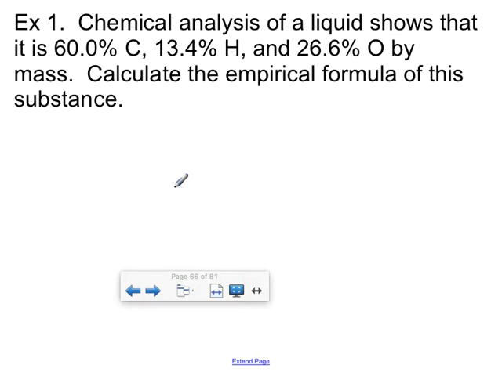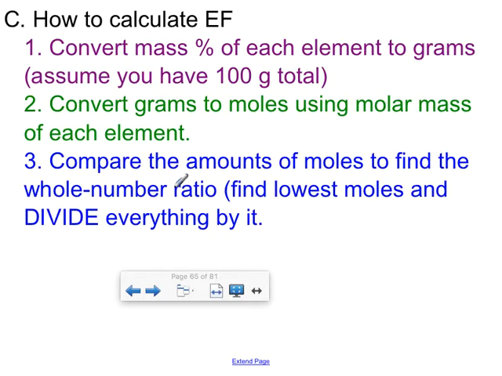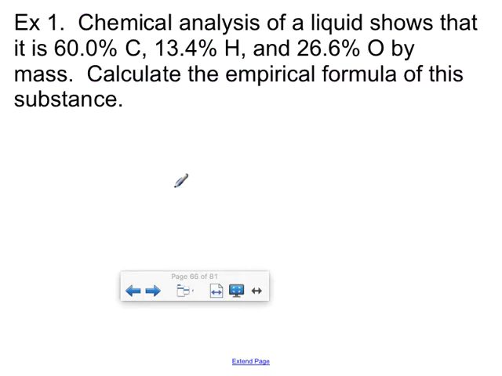So it says a chemical analysis of liquid shows that it's 60% carbon, 13.4% hydrogen, and 26.6% oxygen by mass. Calculate the empirical formula of the substance. So step number 1, if I go back, convert mass percent of each element to grams, and just assume you have 100 grams total. So I have, for carbon, 60.0%. Well, we're going to assume that we have 60.0 grams of carbon.